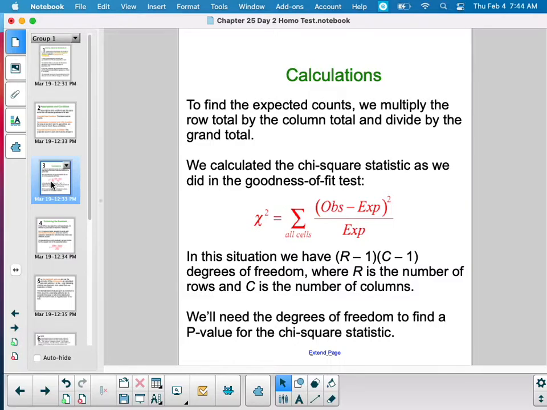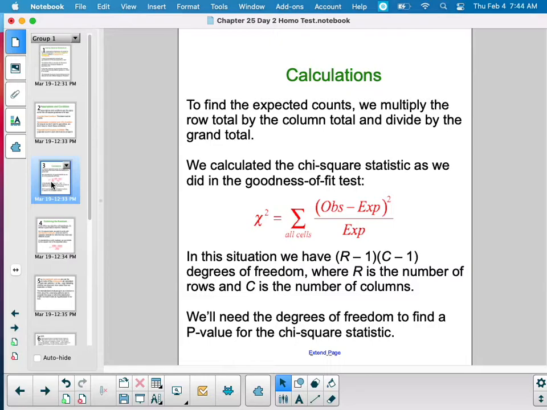Observed minus expected squared divided by expected for every cell. We have to calculate the observed value for each cell, the expected value for each cell, and do that calculation. Since we have a two-way table, we have rows and columns. Our degrees of freedom is rows minus 1 times columns minus 1. Okay?